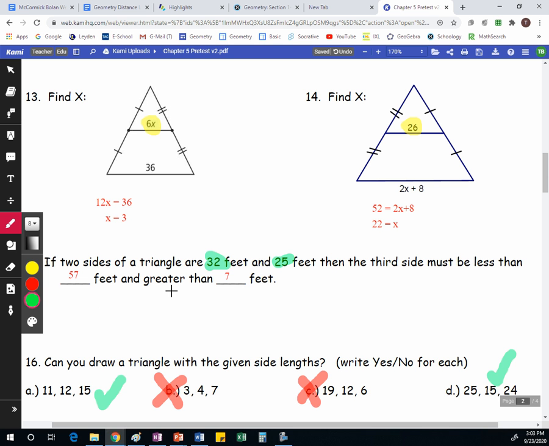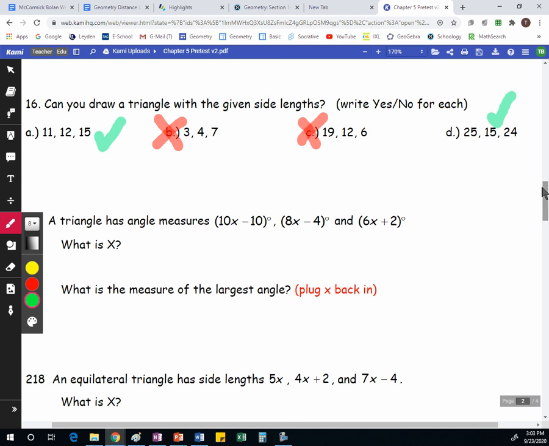For problem number 16, trying to decide if we can draw a triangle. Well, the way we tell is we add the two short sides. They have to add up to more than the big side. So in the first problem here, the two short sides are 11 and 12. If you add 11 and 12, that's more than 15, so that one's okay. In the second one, though, if you do 3 plus 4, that's not more than 7. It's equal to 7, but that's not enough. It's got to be more than. So B is a no. In the letter C, make sure you're checking the order because the two small sides are the 12 and the 6. And when you do 12 plus 6, that's not more than 19, so no, you can't make a triangle. And finally, in letter D, if you do 15 plus 24, that's definitely more than 25, so that one is a yes.